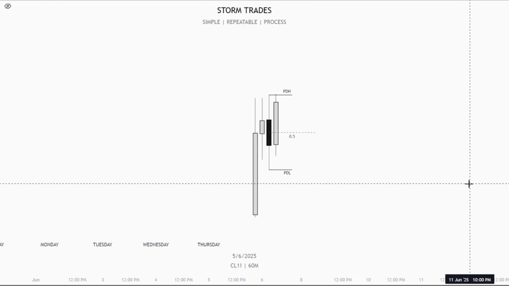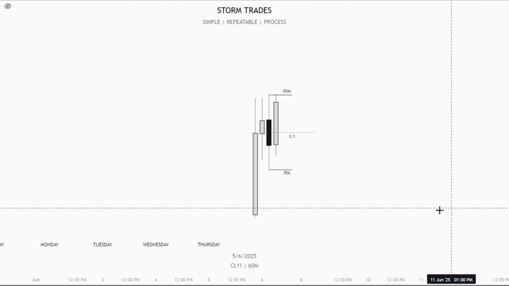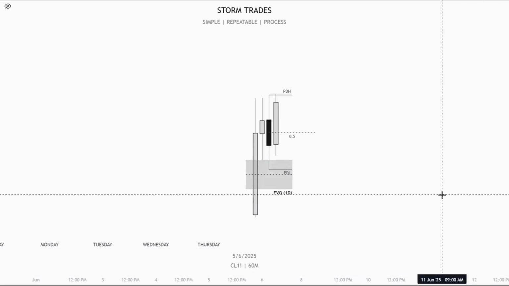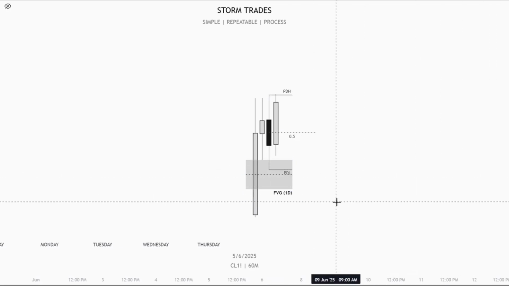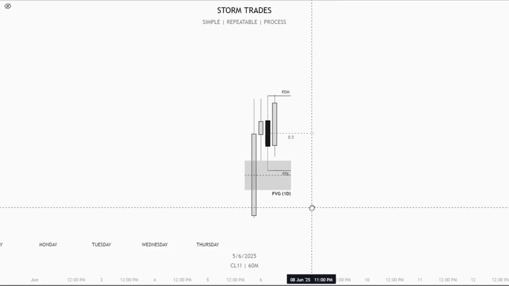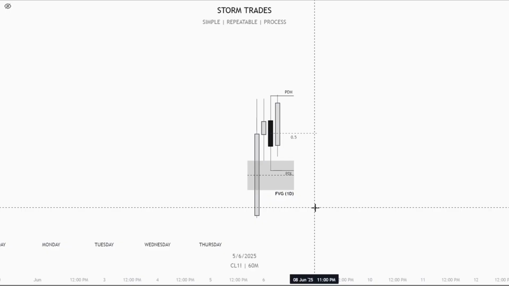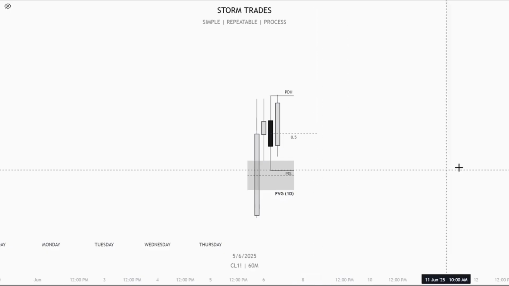I'm looking for internal range liquidity. Are we delivering from anything, right? So we are. We're delivering from this bullish daily fair value gap, right? So that's internal range liquidity. Now we look for price to deliver from internal range liquidity to external range liquidity.